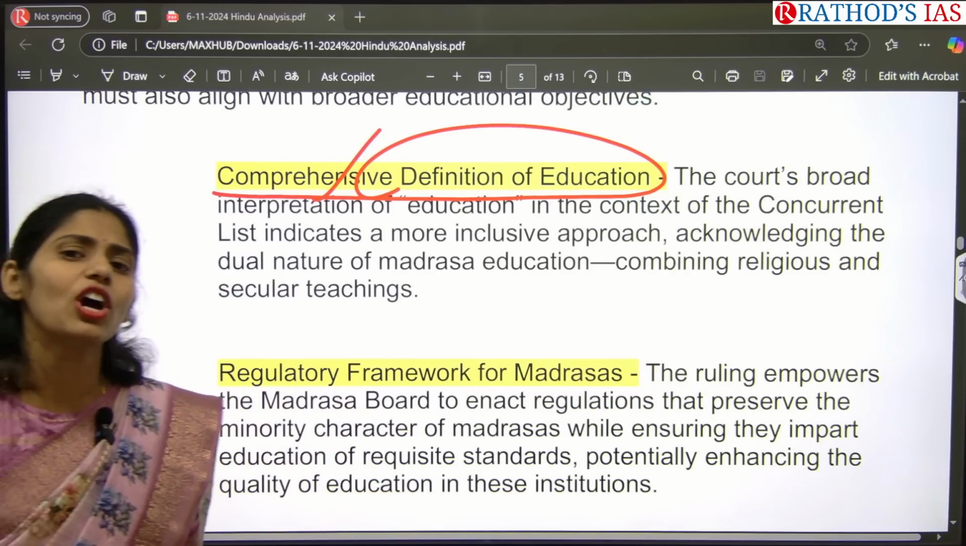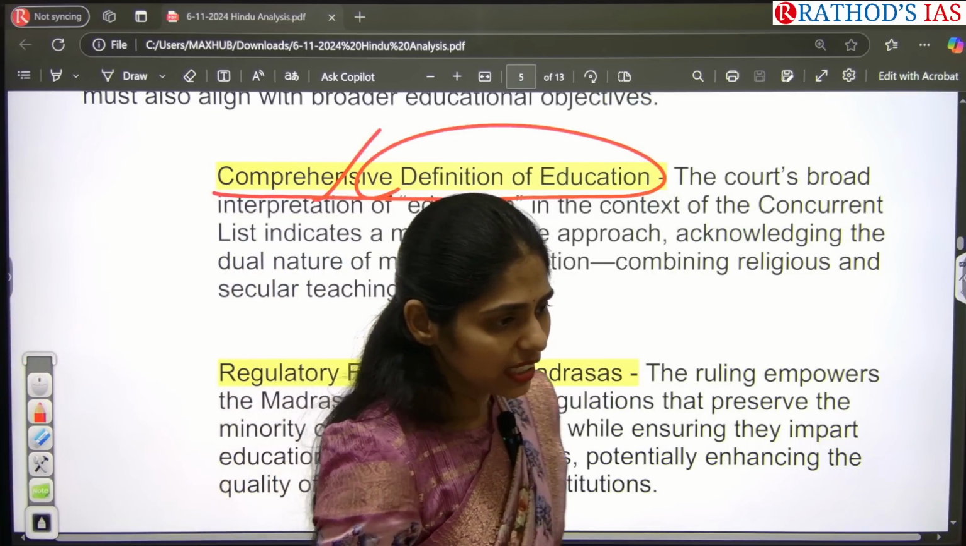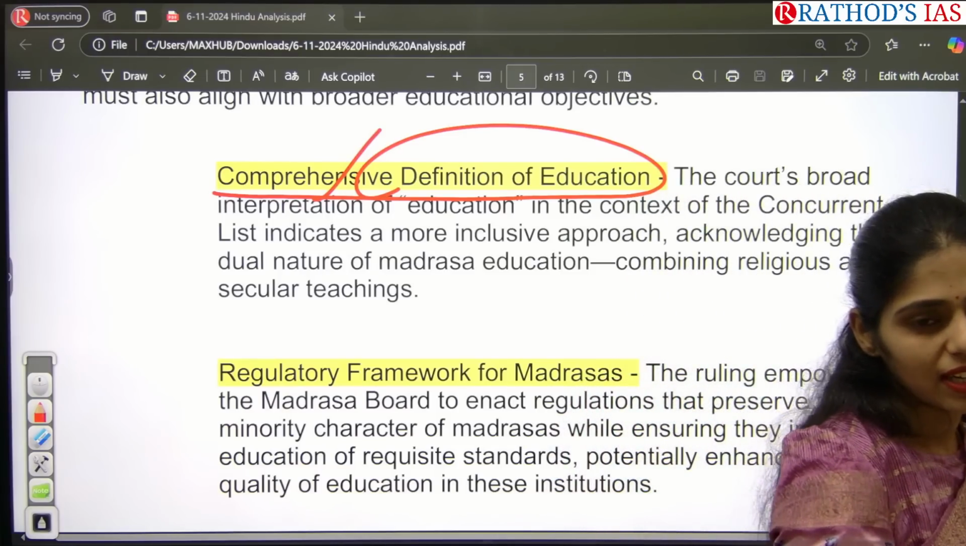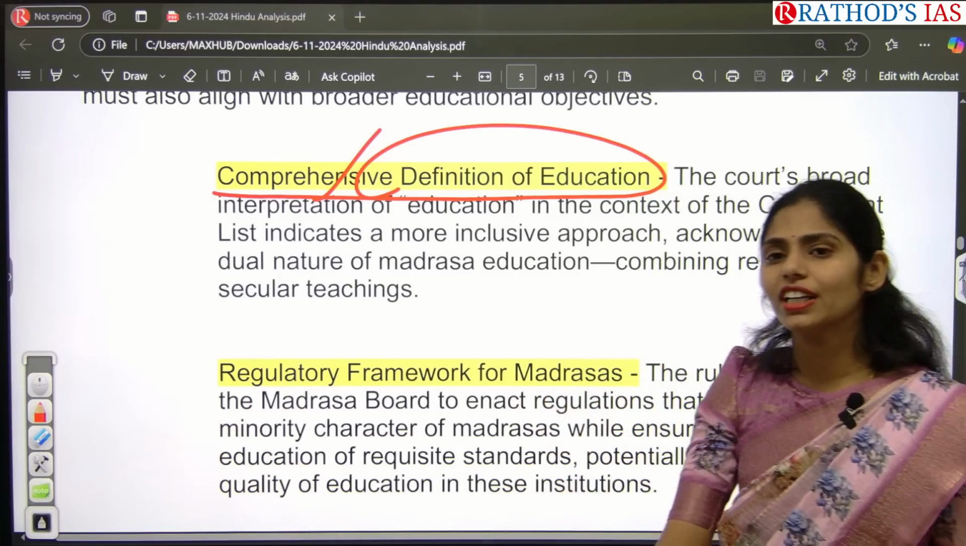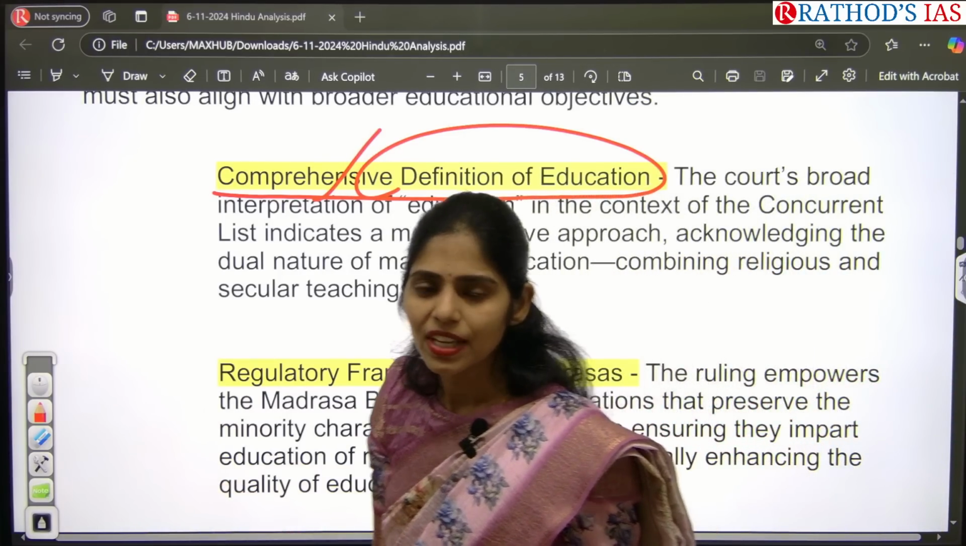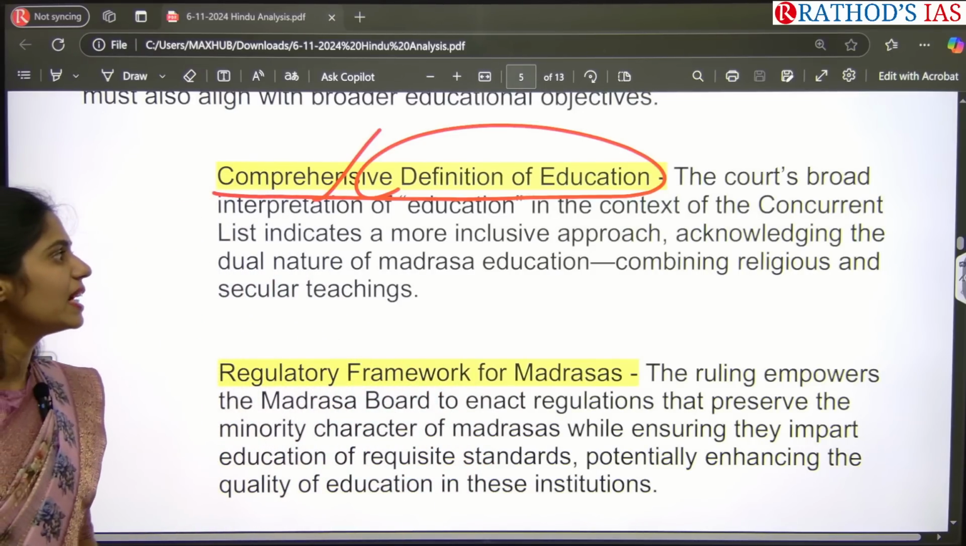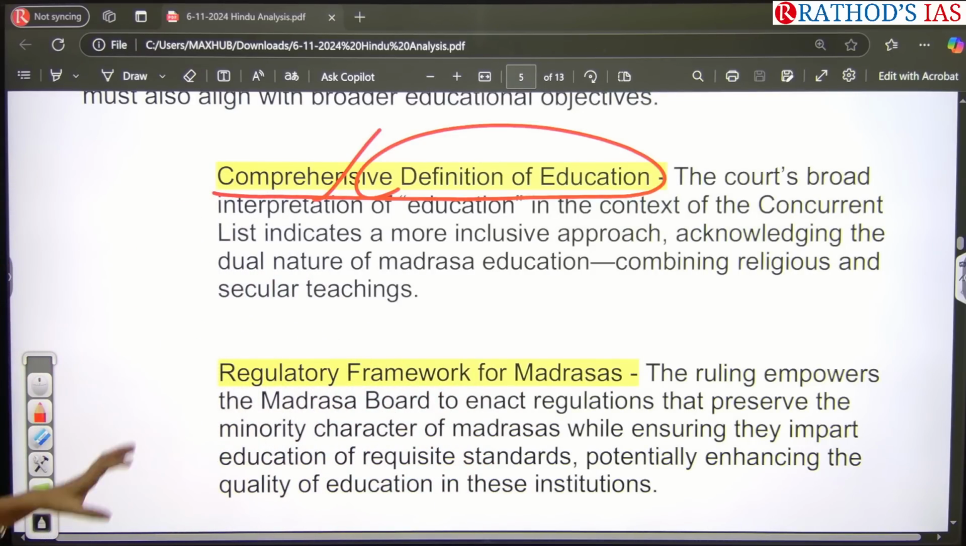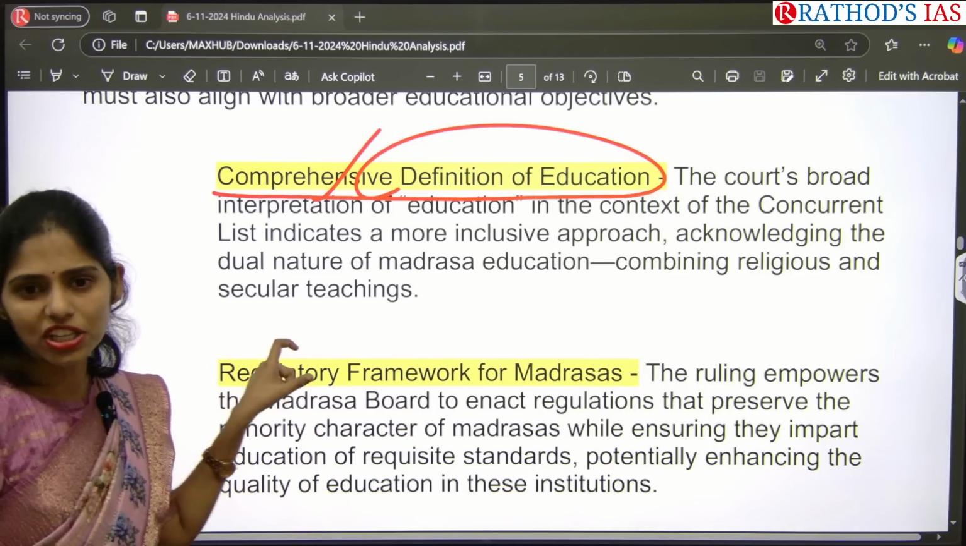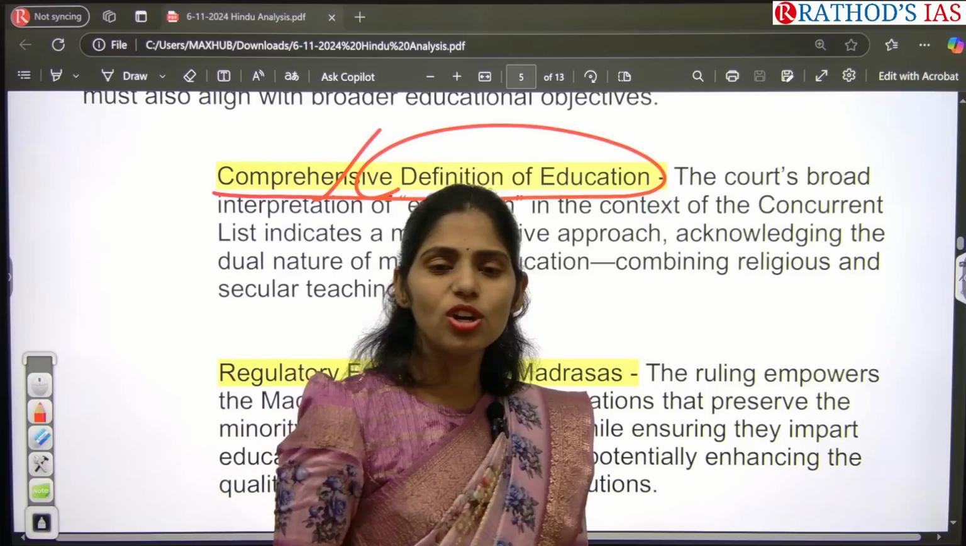And recently our government came up with this NEP 2020, that is the National Education Policy, but it has not been effectively implemented in every state. Again there is one tussle which is going on regarding what exactly comes under the definition of education. So we need to have a proper definition, especially in education also.